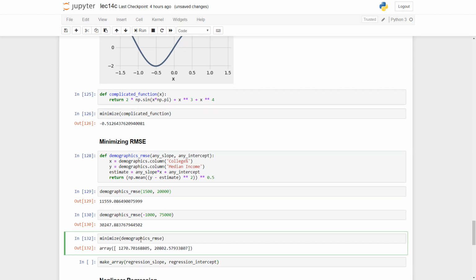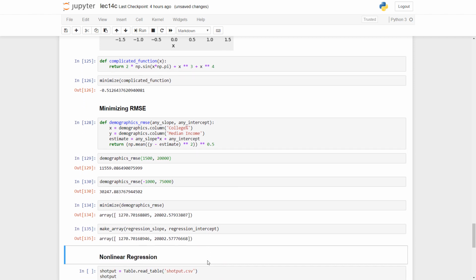Now, how far is that from the regression line? So that's the minimum values, that's the line that the minimize function thinks is the best for the root mean square error. The one that minimizes the root mean square error. How different is that from the regression line? Remember, we had the regression slope and the regression intercept from previous computations. Let's print them again and compare.